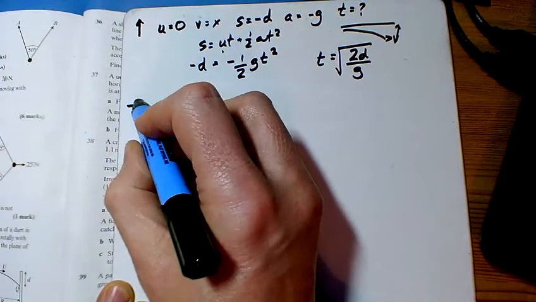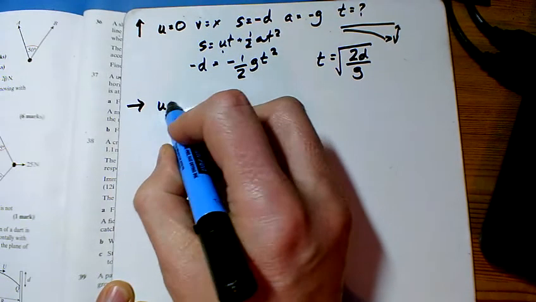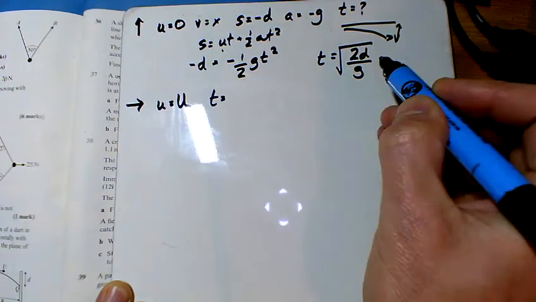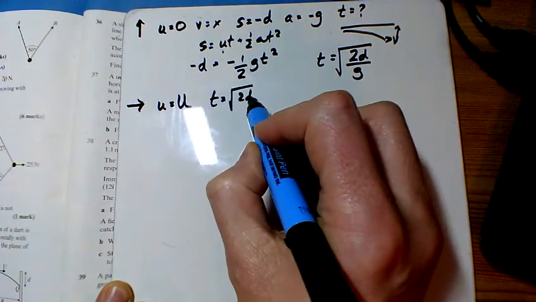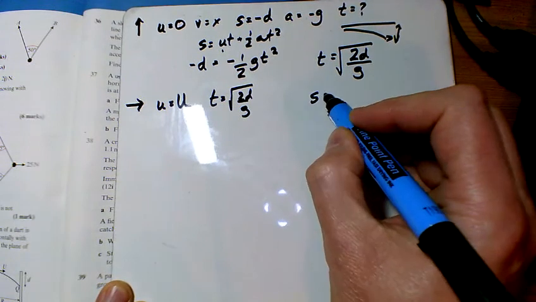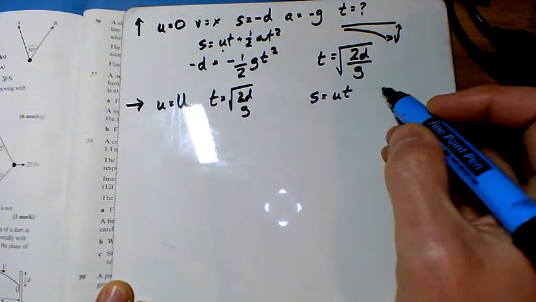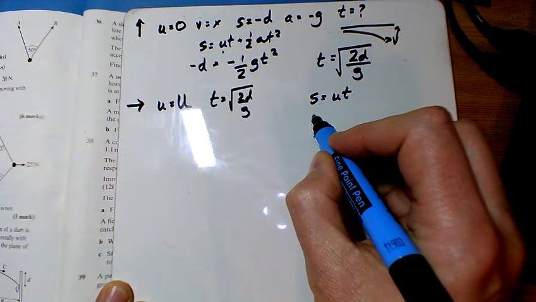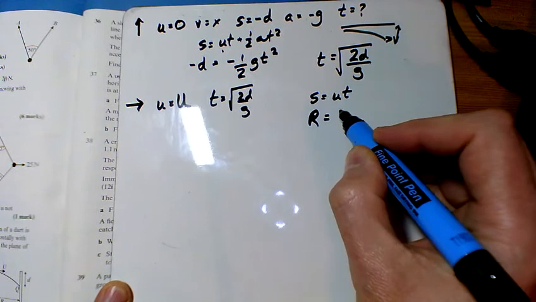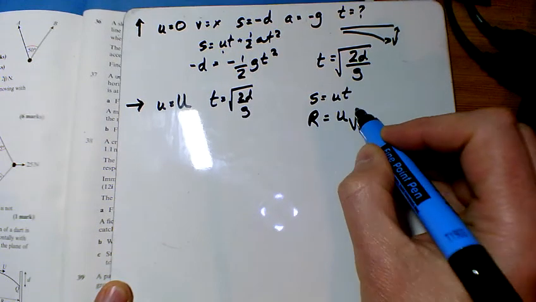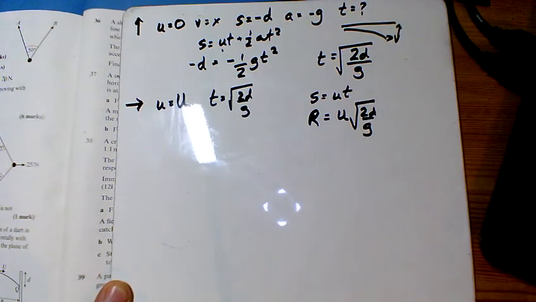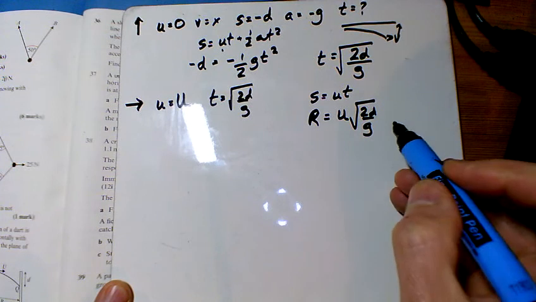Now let's go horizontally, because horizontally it's going at u meters per second to start with, and the time it's traveling we've just got from there. And of course horizontally we assume there's no acceleration at all, so s is just equal to ut plus 0. So the distance traveled is r, which is equal to u times t, which is what we've just got there. The question asks us to find out what r is, and there you go, we've done it.